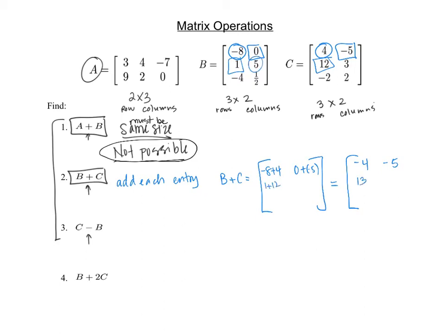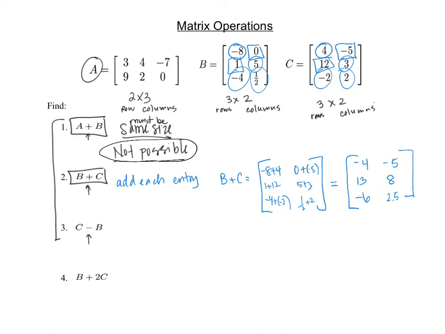We're going to take the 5 plus the 3, which will make 8. -4 plus -2, which will be -6. And then 1/2 plus 2, that's going to be 2.5. I'll write it as a decimal. So that is my new matrix B plus C.